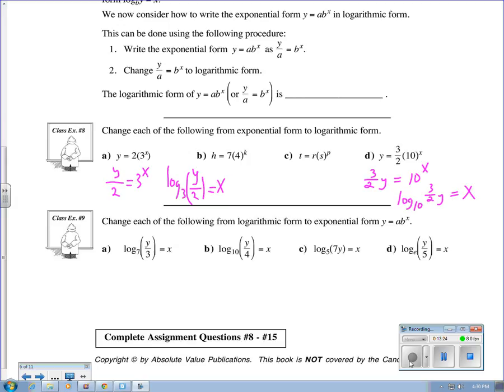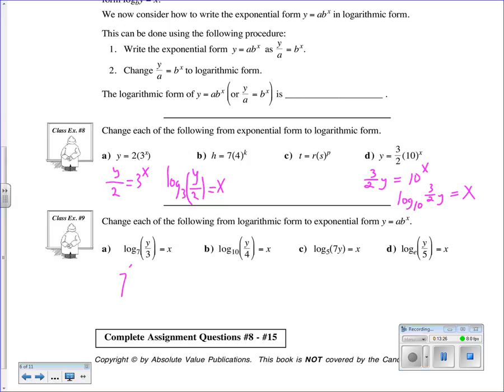And here we're getting 7 to the power of x equals y over 3. Solve for y. The 3 moves up to the other side. 3 times 7 to the power x is equal to y. And I'll try the C one. That says 5 to the power of x is equal to 7y. If I solve for y, y is 1/7 times 5 to the power of x.